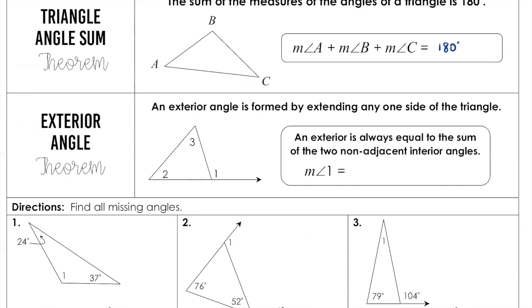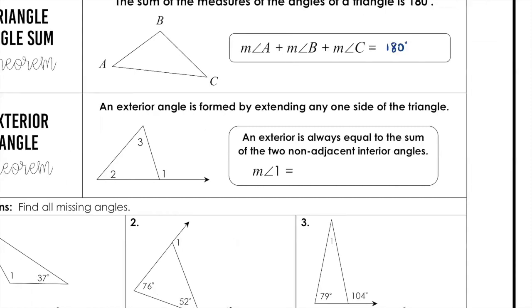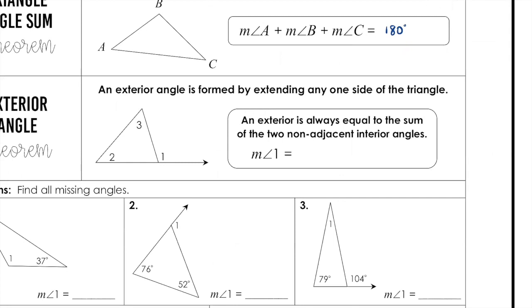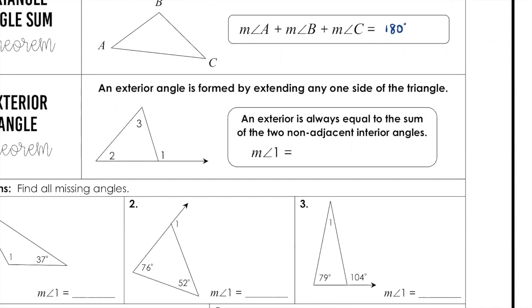Okay, and then the second angle relationship we're going to talk about is the exterior angle theorem. What does it mean for something to be an exterior angle? It's outside the triangle. And if I were to say an interior angle, what would you say? Inside the triangle. So an exterior angle. In this example, which angle, 1, 2, or 3, is our exterior angle? Okay, so this is my exterior angle.